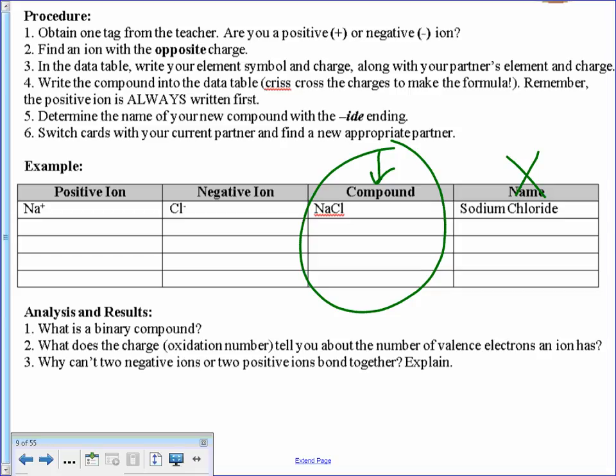Forgot to say, once you've made your pairing, so like Danielle and I have made Li2O1. I'm going to give her my oxygen, she's going to give me her lithium, and I'm going to go find somebody new. So you gotta get up. Okay? Switch them out, and you put on mine.